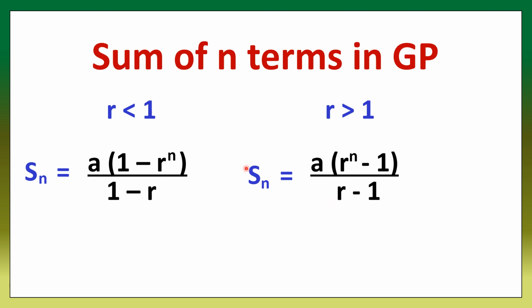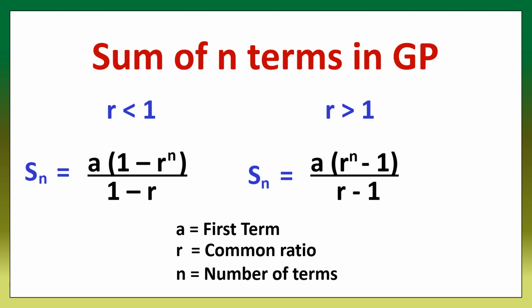The change is just in the position of 1 and r. When 1 is greater, 1 is put first both in the numerator as well as in the denominator. And when r is the greater one, then r raised to n is put first both in the numerator and in the denominator. Wherever is r, there is the place of this power n. And this a is as usual the first term, r is the common ratio, and n is the number of terms.